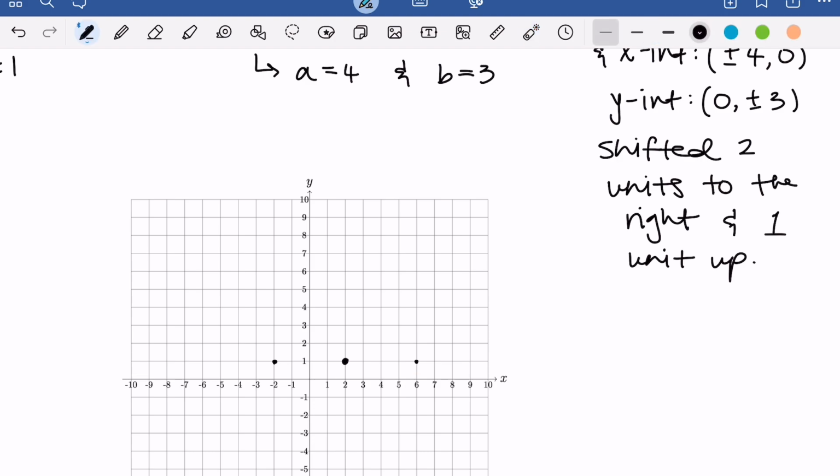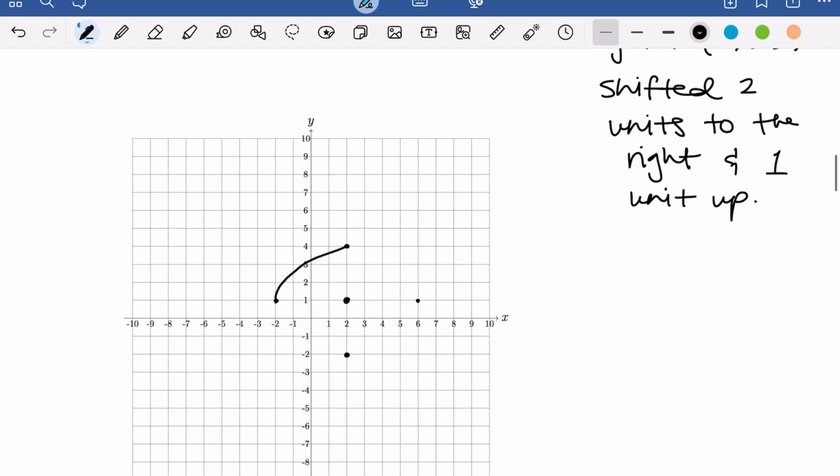We can do the same thing with our y-intercepts. 0 plus or minus 3 is going to be here and here, but we're going to shift these 2 units to the right and up 1. So that'll be one of them. And the last one is going to be here. So now those are the 5 points for this ellipse, and that's how we would graph it.